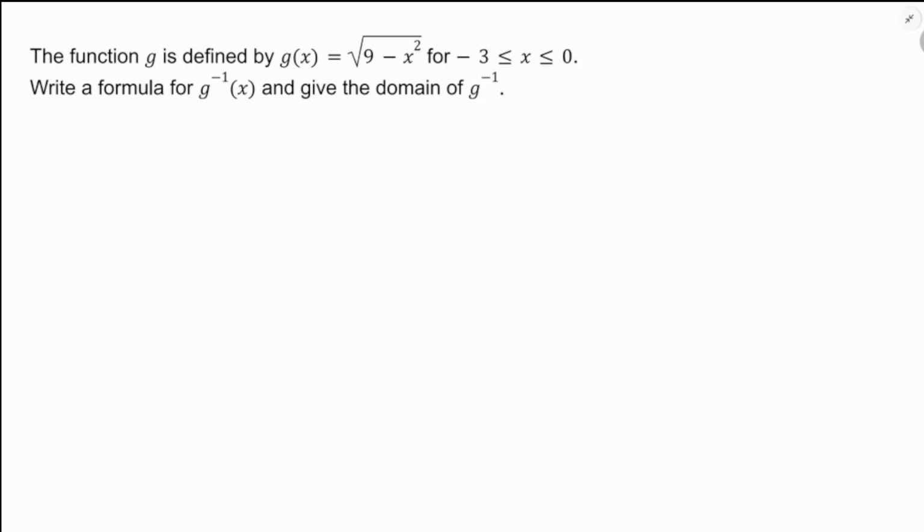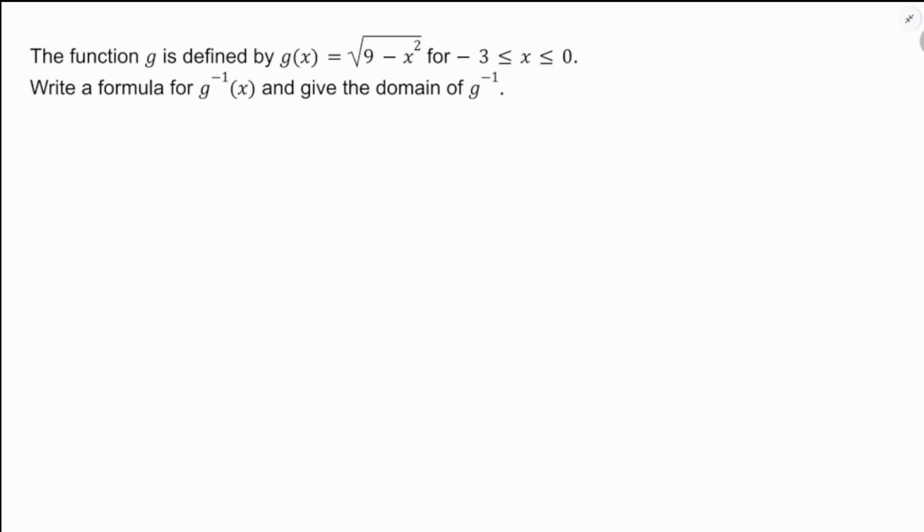Okay, well, the domain of g inverse is going to be the range of g. But 9 minus x squared from -3 to 0, that is going to be, I guess, increasing because it's going to start at 9 minus 9 and it's going to end at 9 minus 0. Or inside the square root, so I guess from 0 to 3.